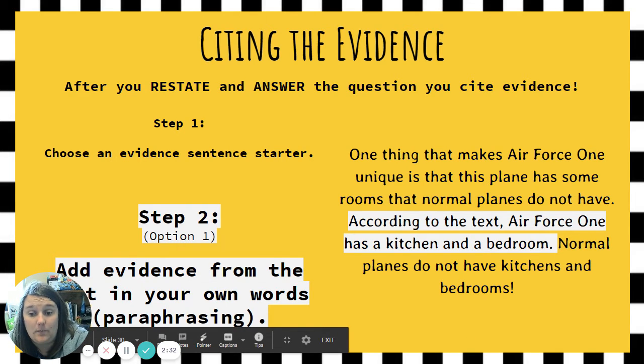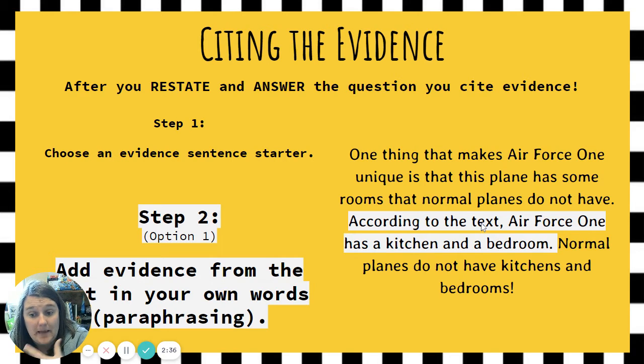You can add evidence in one of two ways. So when we look here, we have according to the text. I can just paraphrase or put it in my own words: Air Force One has a kitchen and a bedroom. Notice that's not a quote. It didn't come directly from the text. What I'm doing is I'm taking the information that I learned and I'm putting it in my own words.